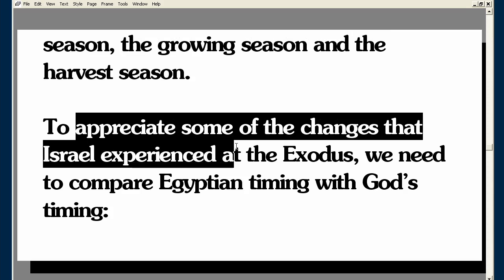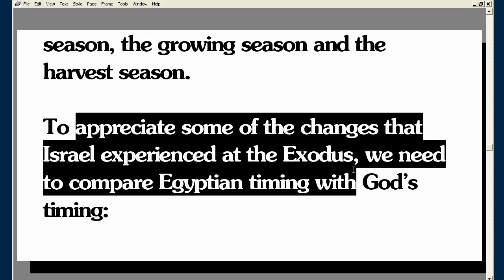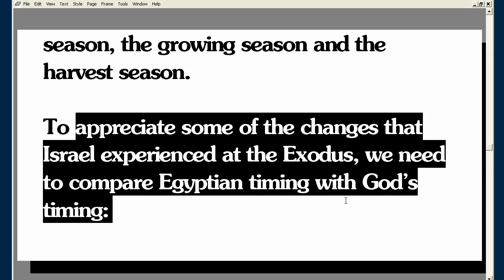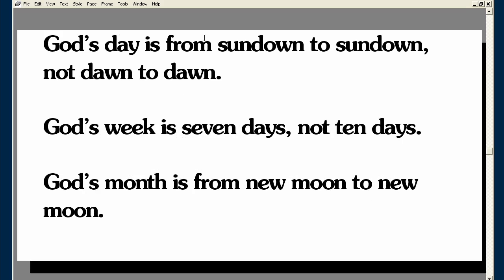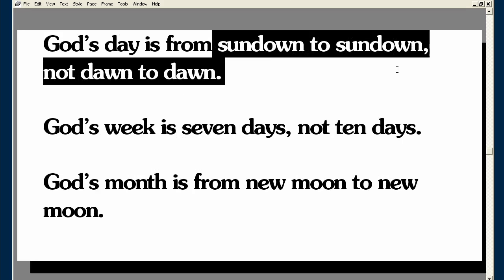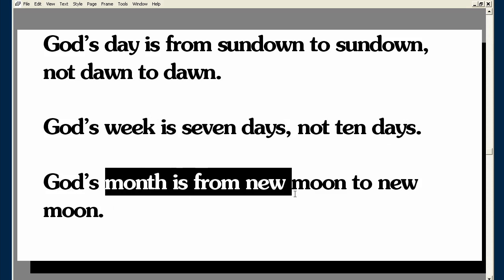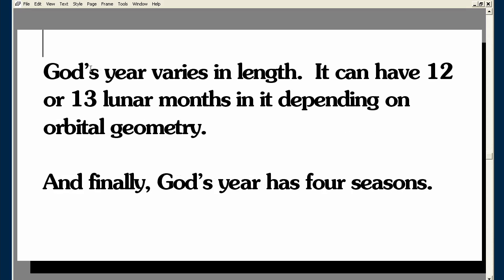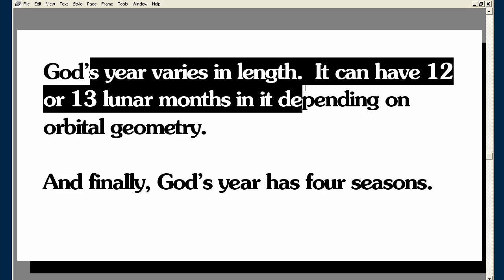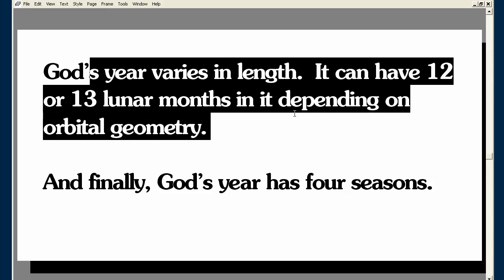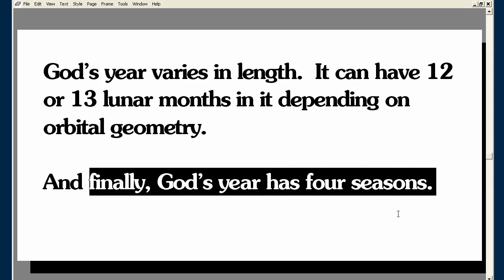To appreciate some of the changes that Israel experienced at the Exodus, we need to compare Egyptian timing with God's timing. God's day is from sundown to sundown, not dawn to dawn. God's week is 7 days, not 10 days. God's month is from one new moon to another, and God's year varies in length. It can have 12 or 13 lunar months in it, depending on orbital geometry. And finally, God's year has 4 seasons.